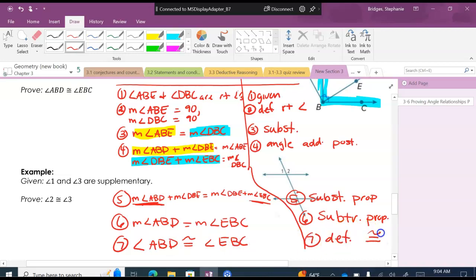Definition of congruent. Yes. Now, if I were to give you a proof like this on your test, I would definitely not expect you to do it all by yourself. What I probably would do would give you all the statements and just have you fill in your reasons. Does that make sense? Okay.